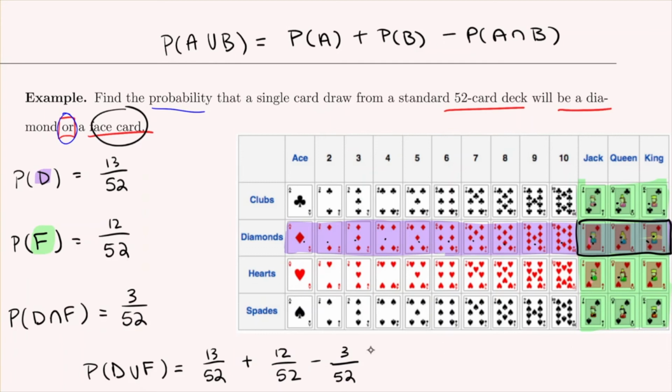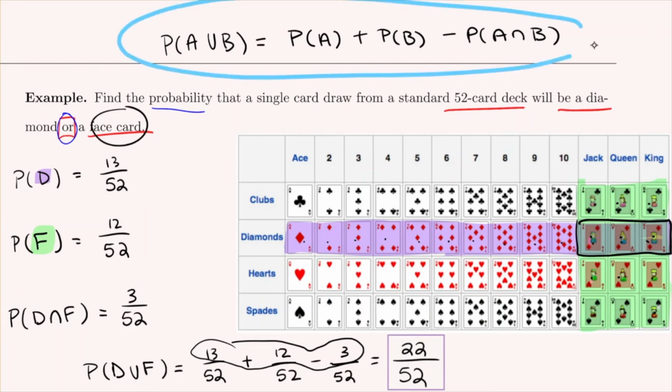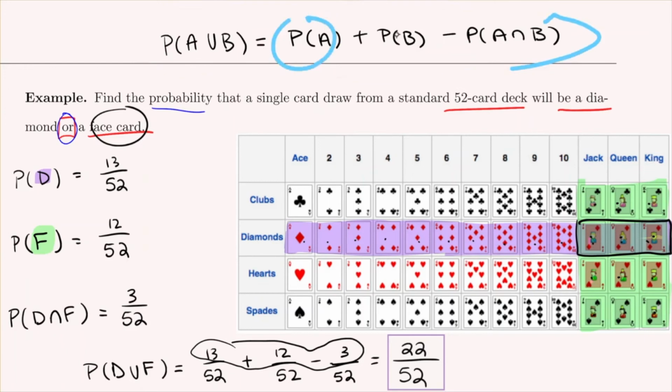All of these have the same denominator, so we know with fractions you keep the same bottom number, and then we do the operation to the top numbers. So 13 plus 12 is 25, minus 3 is 22. And our answer would be 22 over 52. So particularly with problems that involve OR, I think it's very helpful to first write down our general formula for OR, and then find each of these pieces separately, and at the very end, add them and subtract them in the proper order.